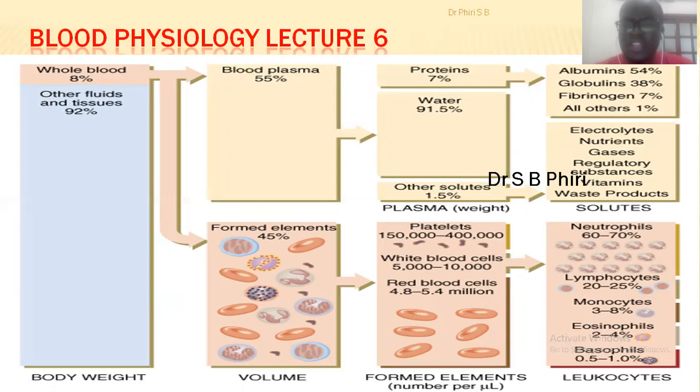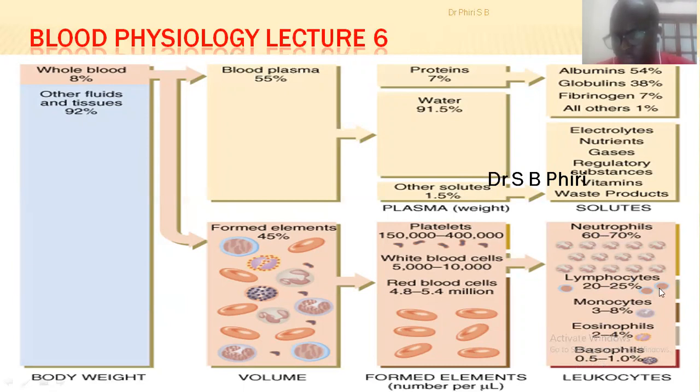Certain textbooks will give you a range starting from 4,000 to about 11,000 white blood cells. So these are total white blood cells. You don't differentiate them. But when you do a differential white blood cell count, you can differentiate the different types of white blood cells. So we said we have 5 major white blood cells, and you can see them here. You have the neutrophils, that will give you about 60 to 70%. Lymphocytes, 20 to 25%. Monocytes, 3 to 8%. Eosinophils, 2 to 4%. Basophils, 0.5 to 1%.